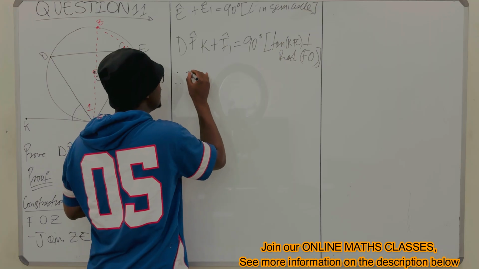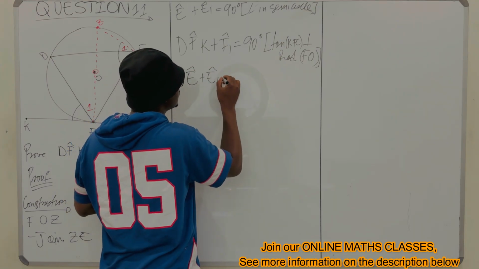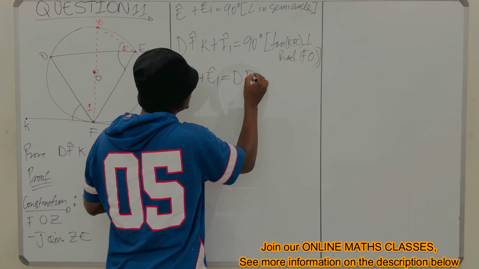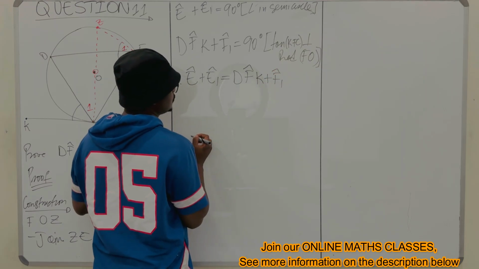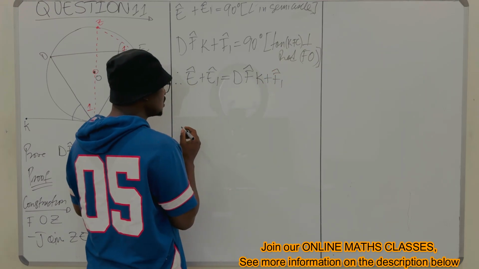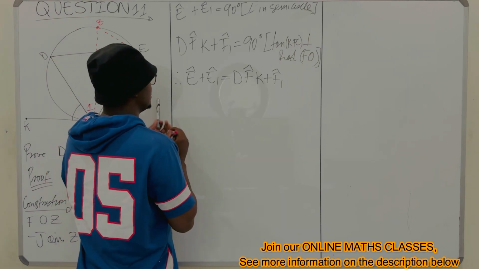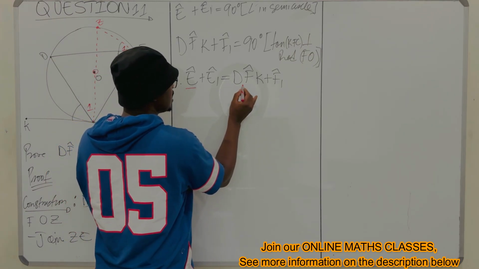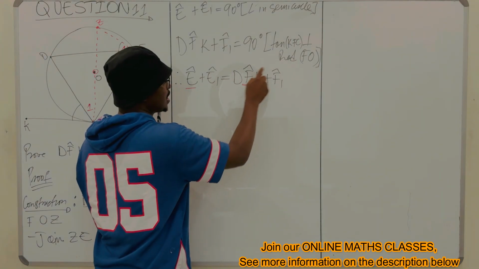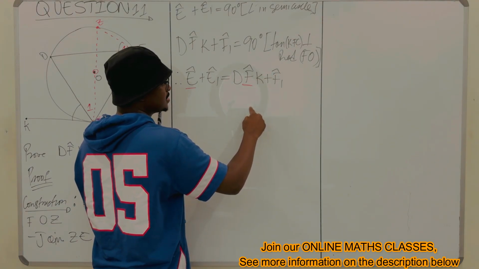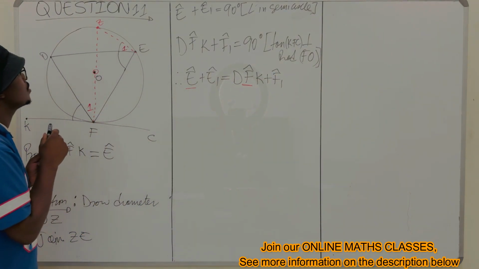Therefore, angle E plus angle E1 make up angle F plus angle F1. Right? So we're trying to prove that this angle over here is equal to this angle over here. If you can prove that this one is the same as that one, they would cancel out, right? So let's go and have a look.